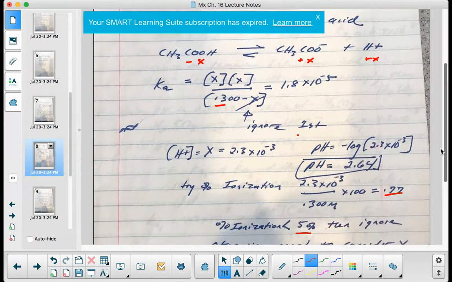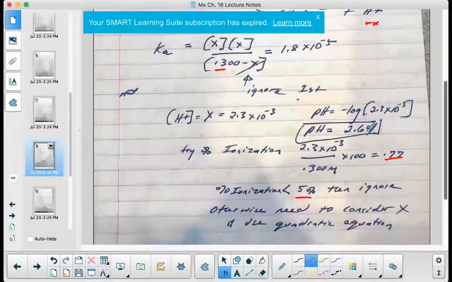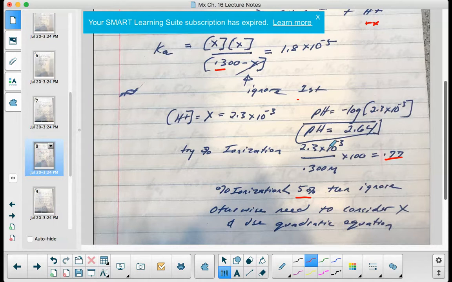So if I go through and I just ignore the X for a moment, which I've done here, and I solve for my pH, I find my pH to be 2.64. Then I need to look at my percent ionization. My percent ionization comes from the amount that X is, which when I solve for my X in this problem, is 2.3 times 10 to the negative third, out of the total amount of the original molarity, times 100. I find out it's 0.77. So what that tells me is that the amount that this original 0.3 goes down by is not significant enough in this problem to have to consider it here.